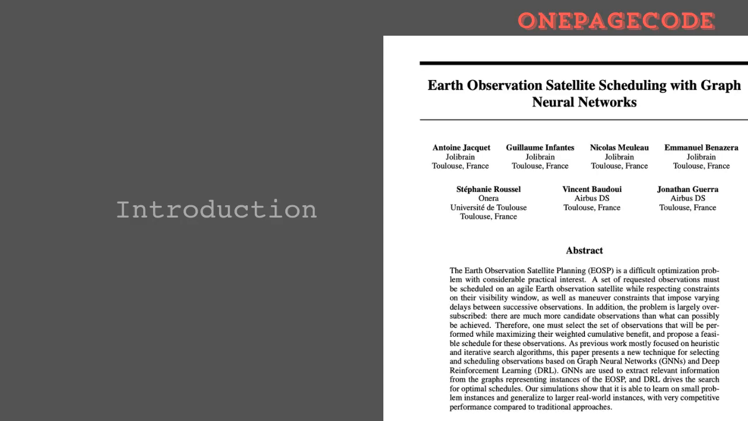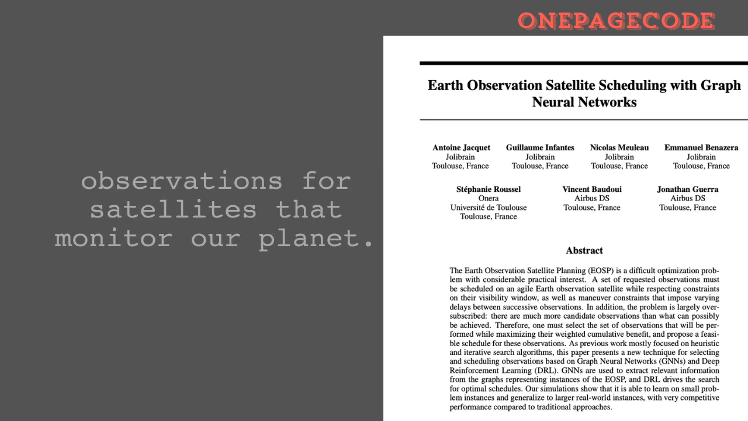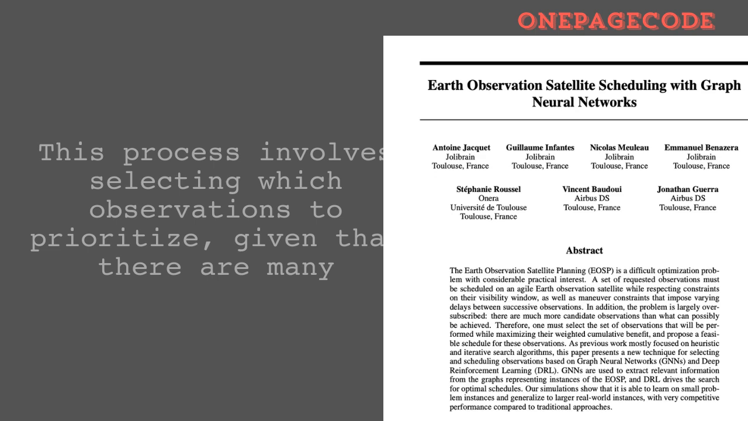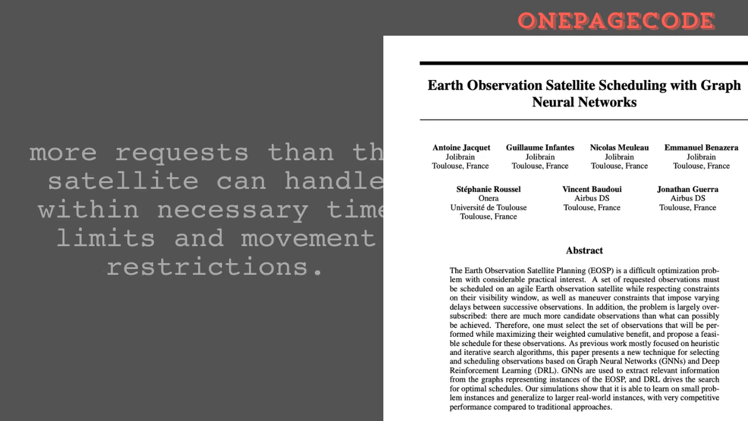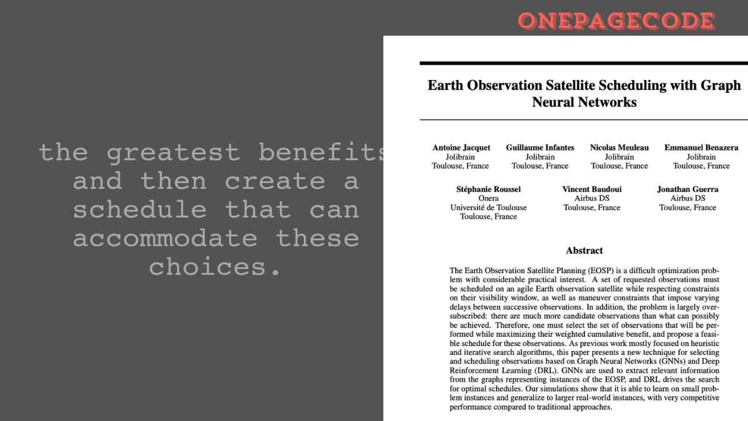Introduction. The Earth Observation Satellite Planning, EOSP, tackles the complex task of scheduling observations for satellites that monitor our planet. This process involves selecting which observations to prioritize, given that there are many more requests than the satellite can handle within necessary time limits and movement restrictions. To make effective plans, it is essential to choose the observations that will yield the greatest benefits and then create a schedule that can accommodate these choices.